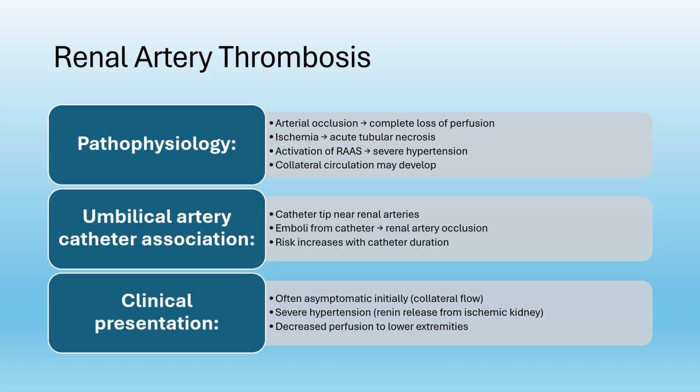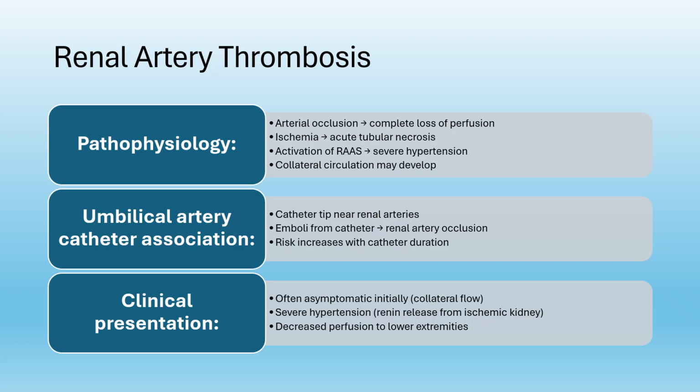Clinical presentation often proves surprisingly subtle initially. Unlike the dramatic triad of renal vein thrombosis, arterial occlusion may produce no immediate physical findings. The affected kidney neither swells nor bleeds. Urine output may remain normal if the contralateral kidney functions well. This silent presentation delays diagnosis until severe hypertension develops.